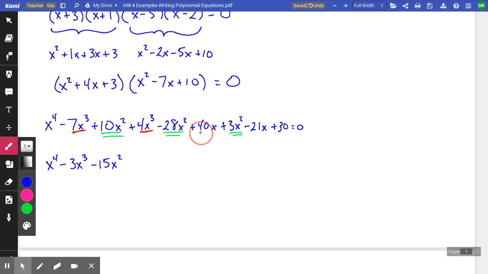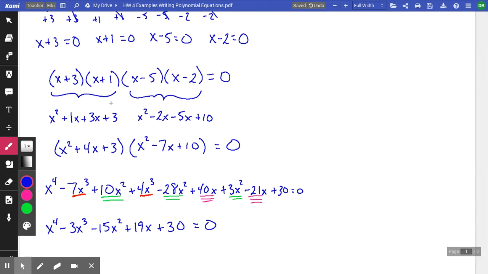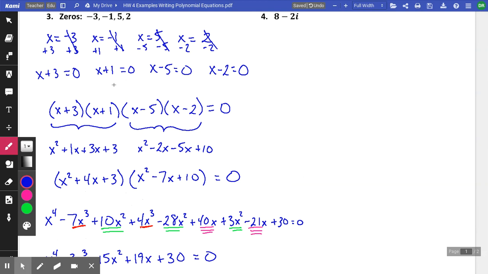And then we keep going. We see there's a term with an x here and another term with an x here. And that is going to give us 40x minus 21x. That's positive 19x. And then lastly, you see we have this positive 30 at the end. And there's the polynomial. This particular polynomial, degree 4, would have the 4 solutions that we started with. Negative 3, negative 1, 5, and 2.